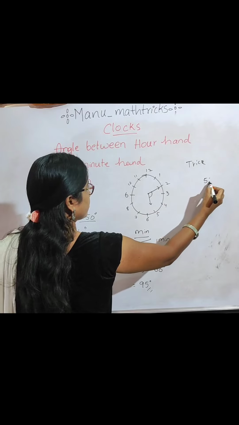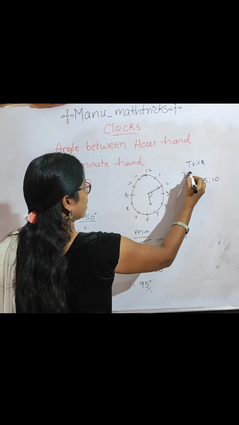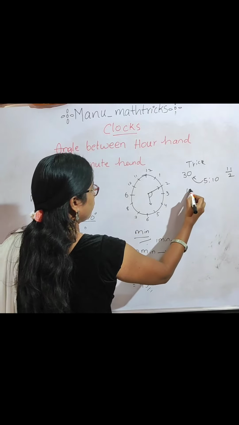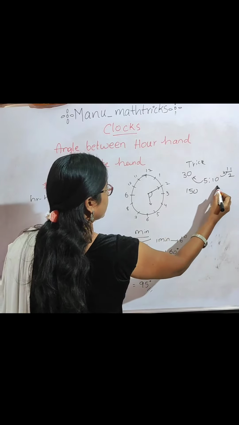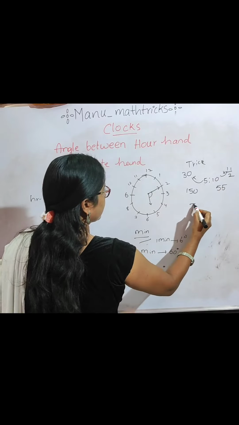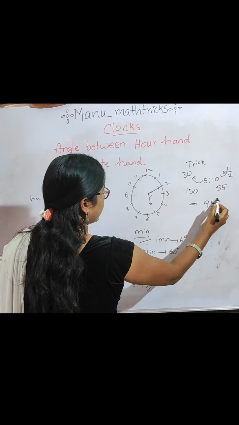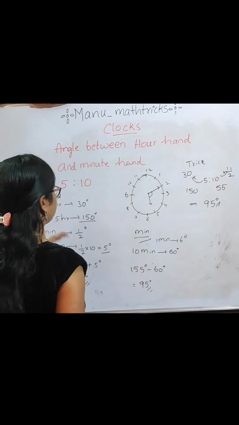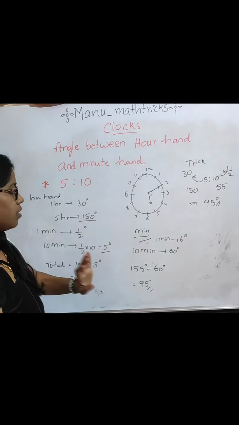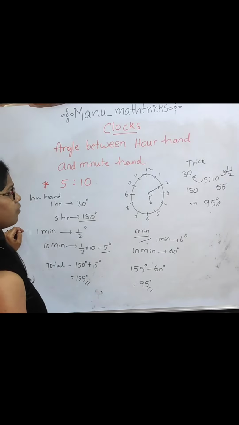Now as I said before, the trick: 5:10, just multiply with 30 and here multiply with 11 by 2. 5 into 30 is 150 and 10 into 11 by 2 is 55. Just do subtraction. We get 155 minus 55, which is 90. That is the trick we got in single step. But this is a method which we solved in many steps. We can't do this type of method in exam point of view.